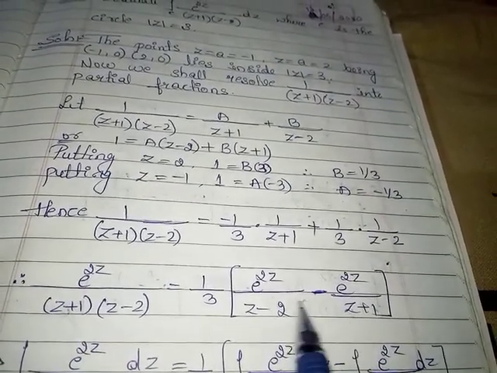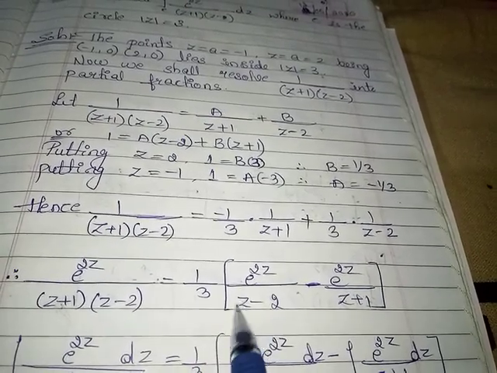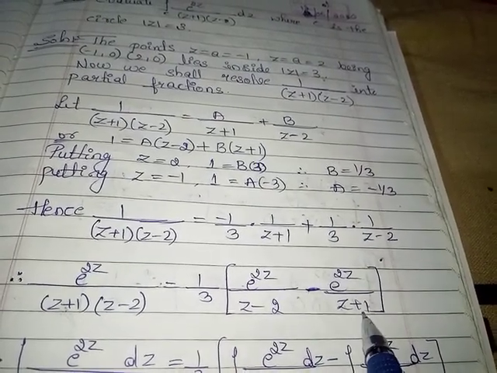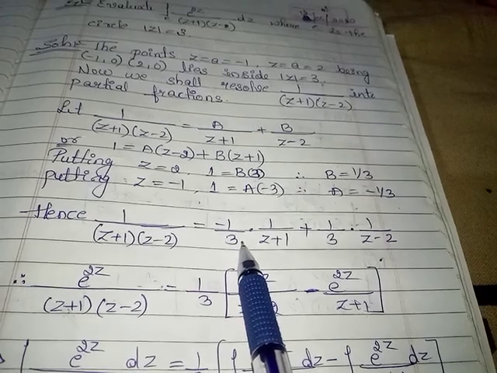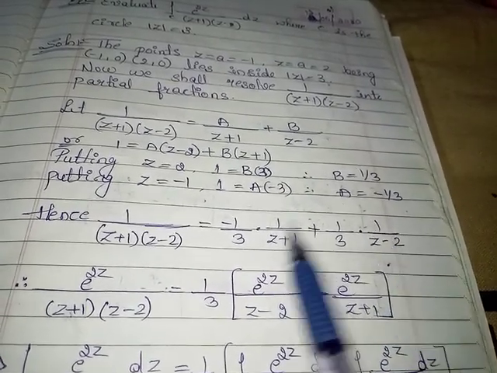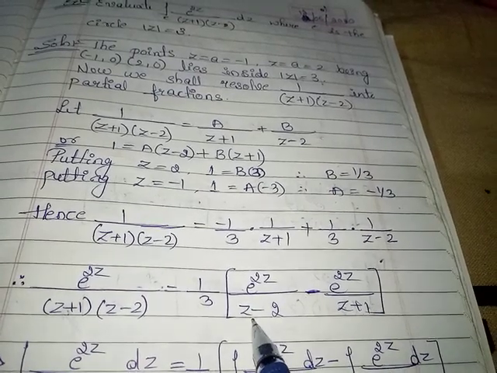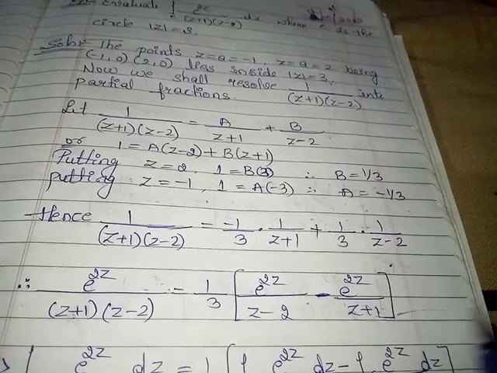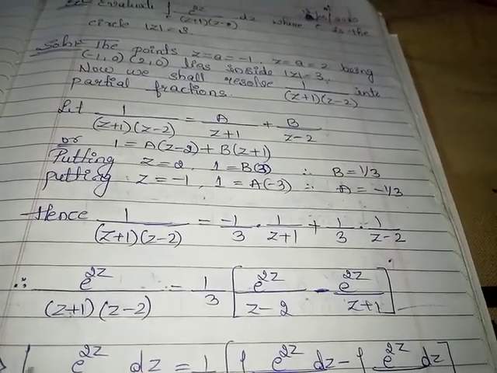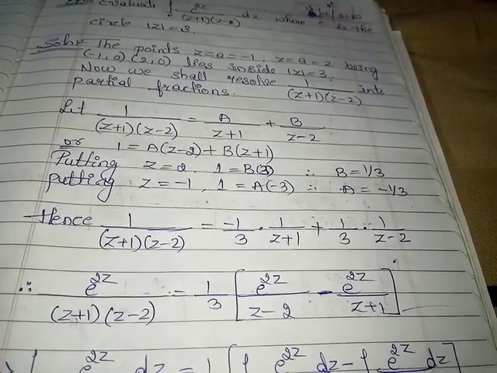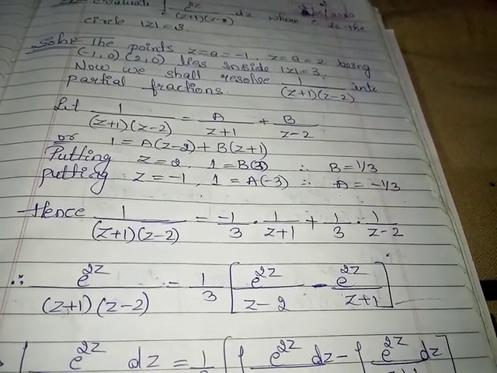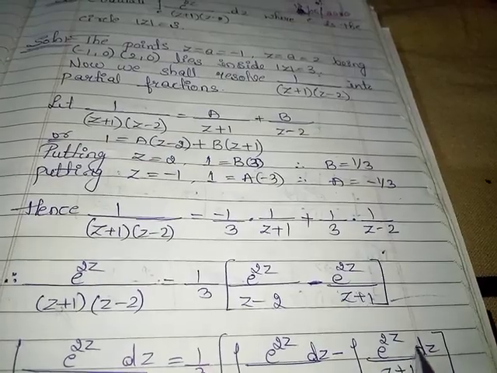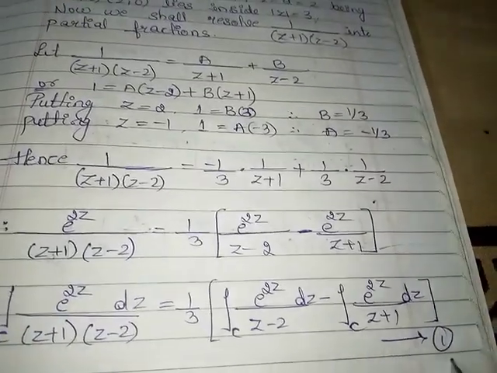So multiplying both sides, we get 1 by 3 into e raised to 2z divided by z minus 2 minus e raised to 2z divided by z plus 1. Here the first term is negative and the second term is positive, so just rearrange this, taking the positive term first and the negative term next. We get this expression: the integral over C of e raised to 2z divided by (z plus 1)(z minus 2) dz is equal to 1 by 3 times the integral over C of e raised to 2z divided by z minus 2 dz minus the integral over C of e raised to 2z divided by z plus 1 dz. Take this as equation 1.